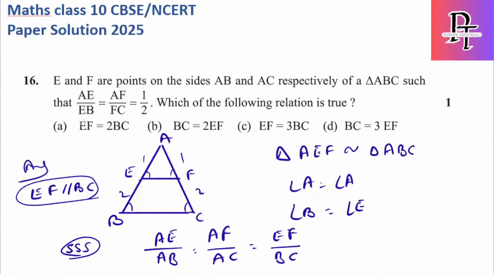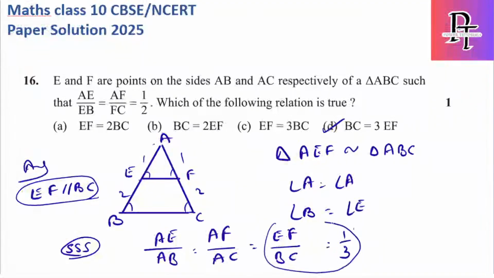Okay, what is AE by AB? AE is 1, whereas AB is 1 plus 2, which is 3. AB is 3, AE is 1. So this is simply equal to 1 by 3. So I can say that BC is equal to 3EF. Here, D is the right answer.